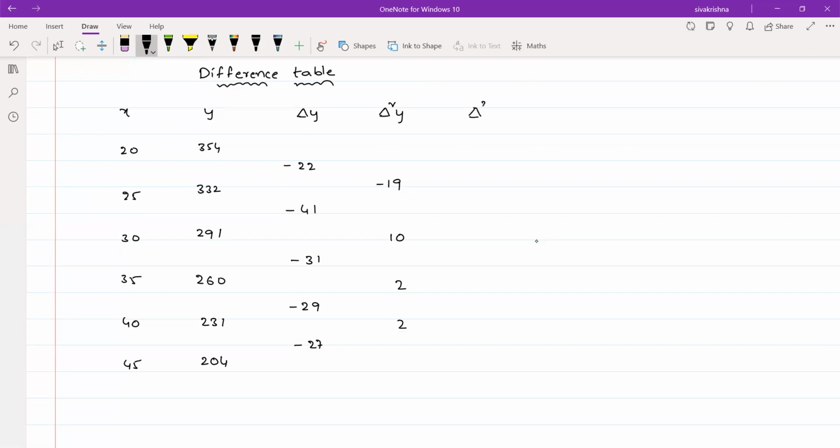Now we have to write the third differences. So 10 minus of minus means plus 10 plus 19 gives 29. And 2 minus 10 gives minus 8. And 2 minus 2 gives 0. After that we have to find the fourth differences. So minus 8 minus 29 gives minus 37. And 0 minus of minus means plus, we get 8. And finally, the fifth differences. So 8 minus of minus means 8 plus 37 gives 45. So this is the difference table.